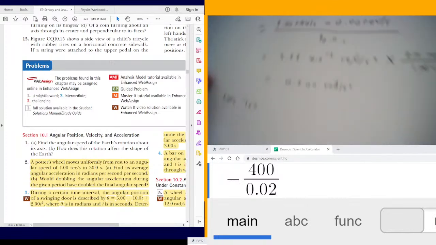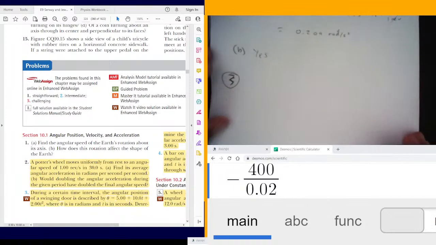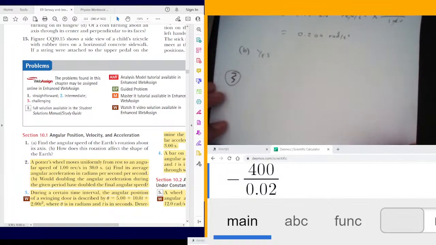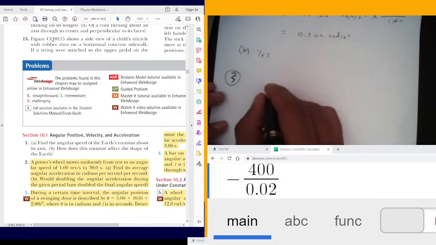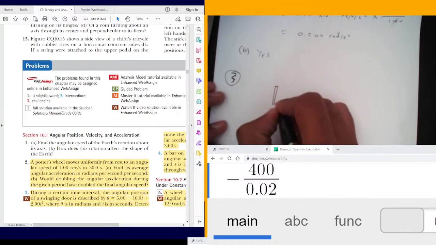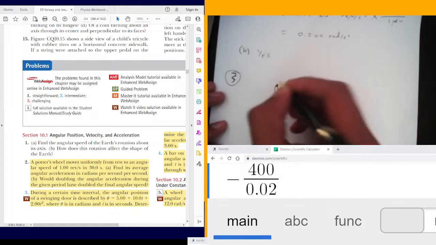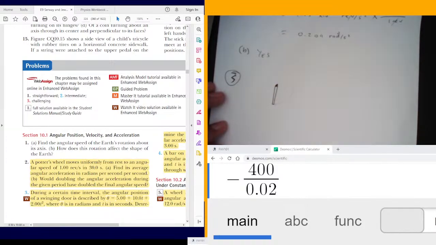Now, number 3. It says during a certain time interval, the angular position of a swinging door. So a door is swinging about its axis. Let's say this is a door seen from above, swinging in a direction like that. That right there is the hinges, which means it is moving in a quarter circle or a semicircle, depending on the type of door.